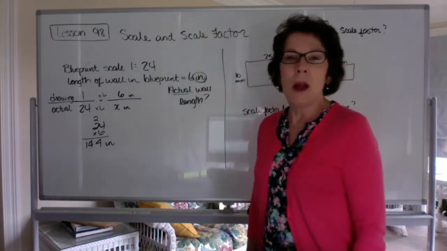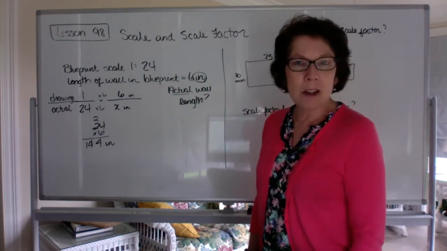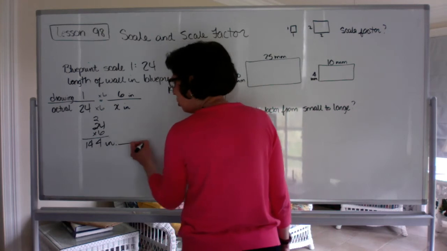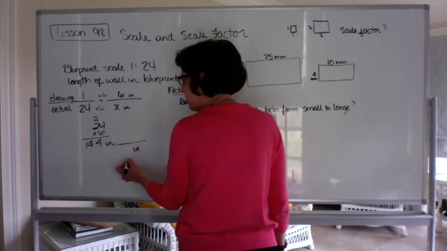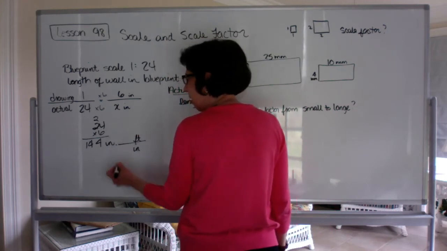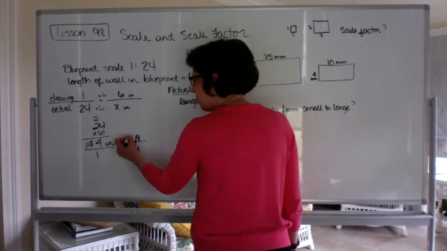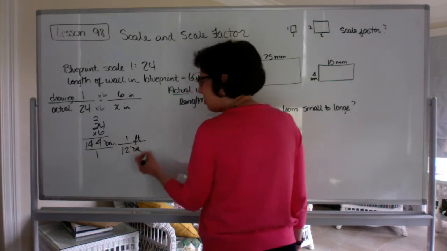So now let's convert that to feet. I'm going to use a unit multiplier. I'm going to put inches down below and feet on the top, and I'm just going to make that over 1. And we know there are 12 inches in 1 foot. So my inches will cancel out.